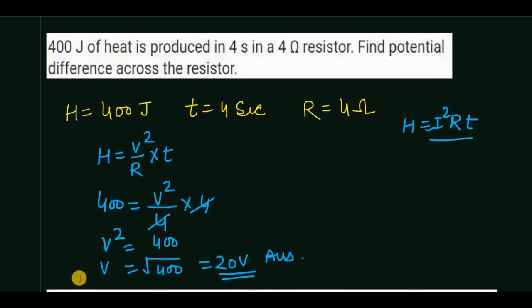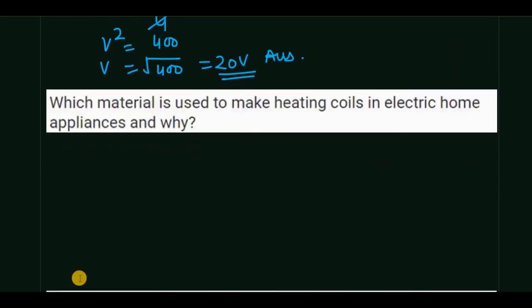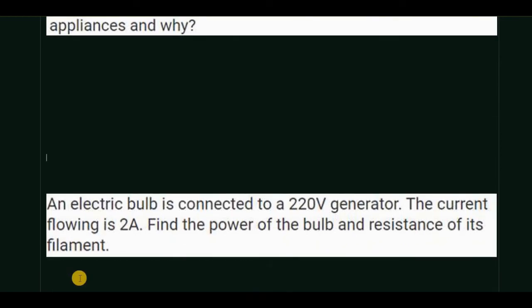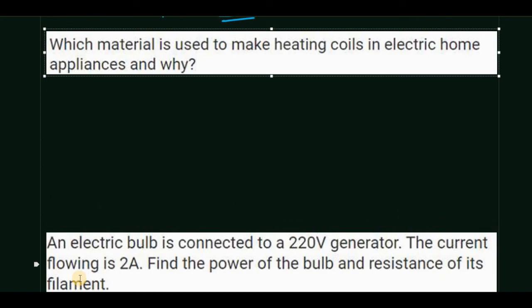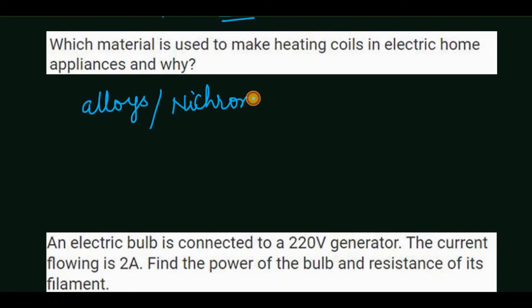In the next question: which material is used to make heating coils in electric home appliances and why? I think you can write the answer of this by yourself also. So alloys are basically used, and in that nichrome is mainly used to make the coils of electric home appliances.